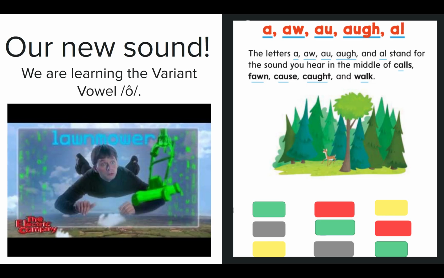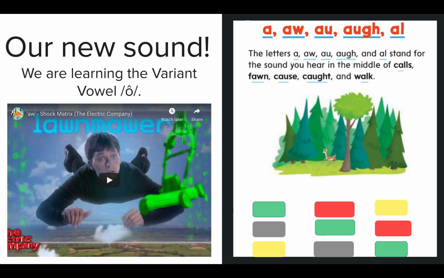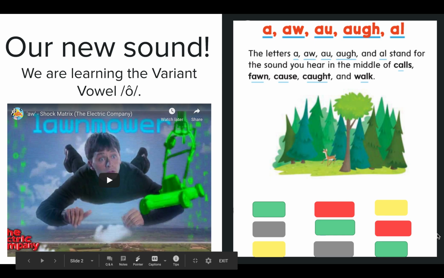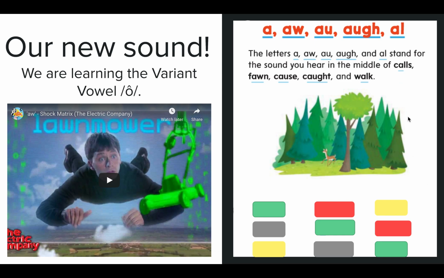Let's dive in. We're learning a new sound this week. It's the ah sound. We can use the letters A, AW, AU, AUGH, or AL to make the ah sound, like in calls, fawn, cause, caught, walk. Let's watch this short video on the ah sound using the pattern AW.